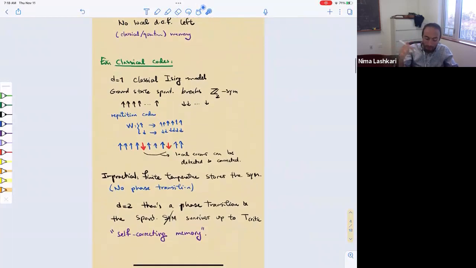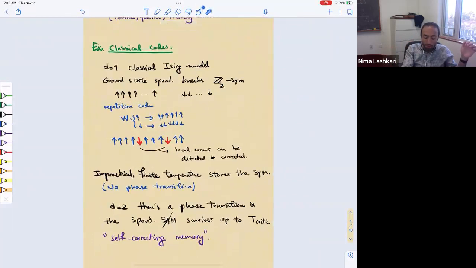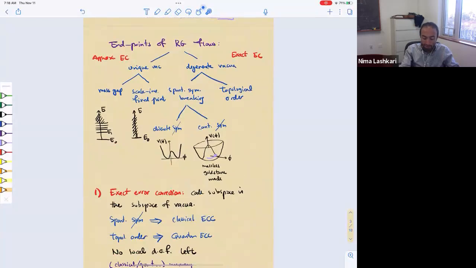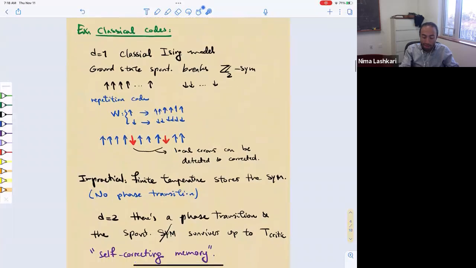So examples. Consider a 1D classical Ising model. There's a Z2 symmetry, and the ground state spontaneously breaks this Z2 symmetry. So we're in the setup where you have discrete symmetry breaking. The ground state is going to be either all spins up or all spins down. This is a repetition code. Basically, you have encoded a single classical bit into two ground states of a many-body system. You've encoded one bit in many bits, right?